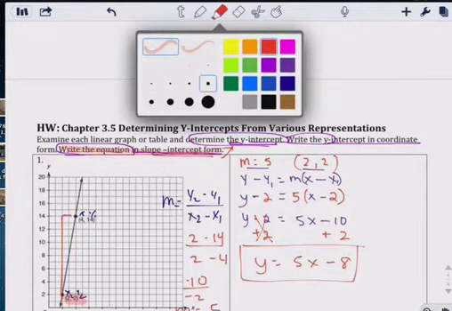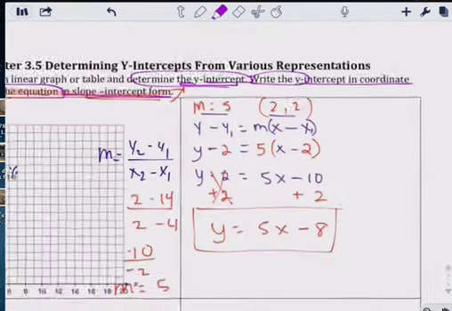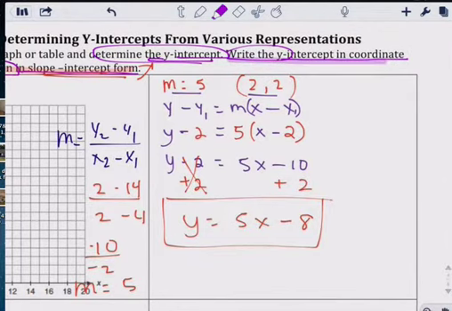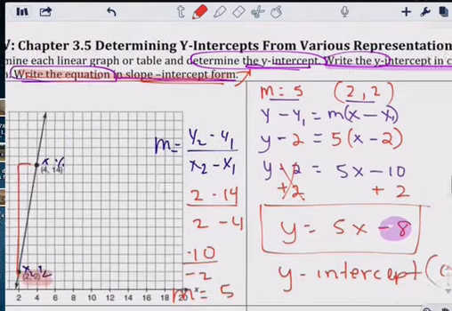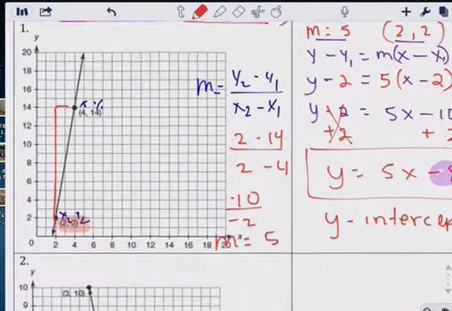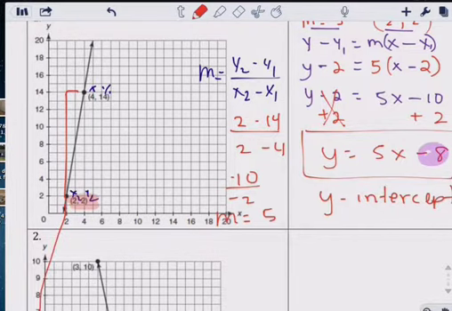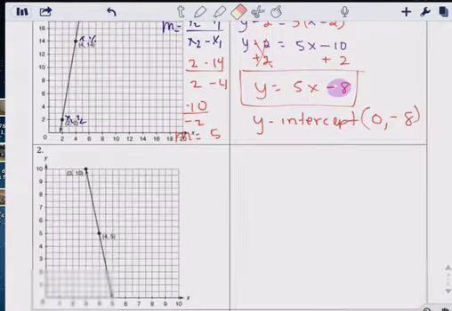Next one is determine the y-intercept, and write it in the coordinate form. That's the y-intercept right there. Okay, so y-intercept is at, actually there are 2 things. They just want 0, negative 8. So you go down to negative 8, somewhere here, it should cross it down. So y-intercept. Anyways, next one.